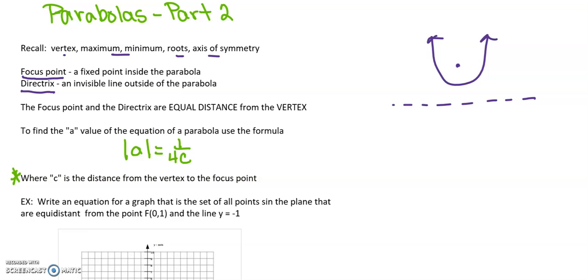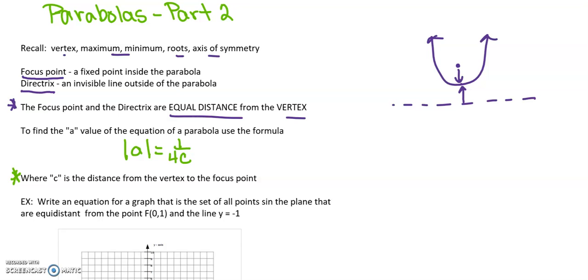And the biggest thing that you need to remember about these is that they are equal distance from the vertex. So whatever distance you have from the focus point to the vertex is the same as the directrix to the vertex, okay? They are equal distance apart.